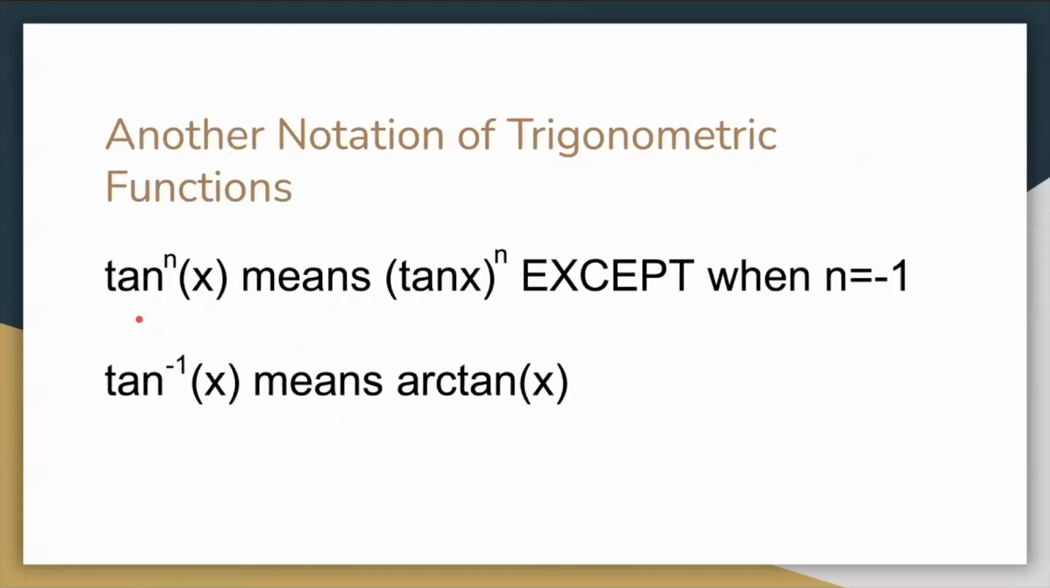All right, and now here is another notation of trigonometric functions. Tangent to the power of n of x means tangent x to the power of n, except when n equals -1, because remember that tangent to the -1 of x means arc tangent of x. And the reason why you say it like this is because if you said tangent x to the power of n, it would be confusing. People would think that you mean tangent of parentheses x to the power of n close parentheses. So this is why you say the exponent first before saying x.